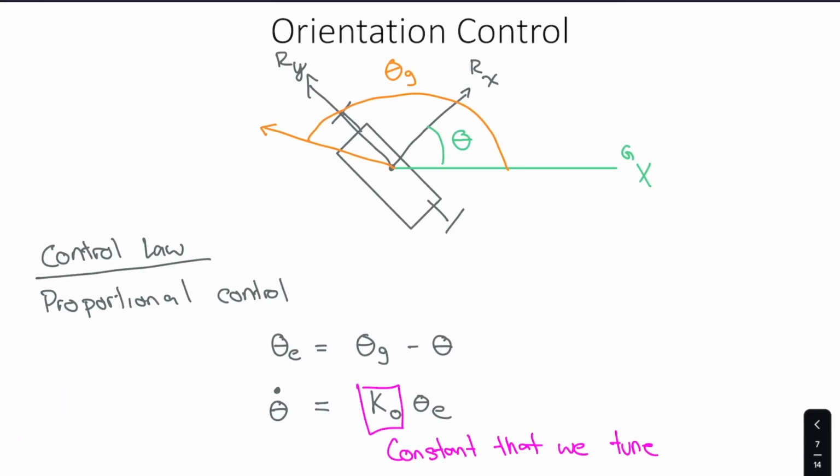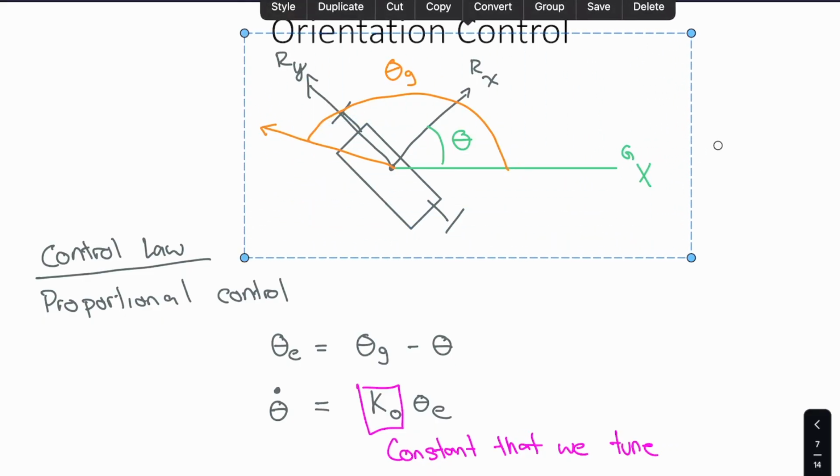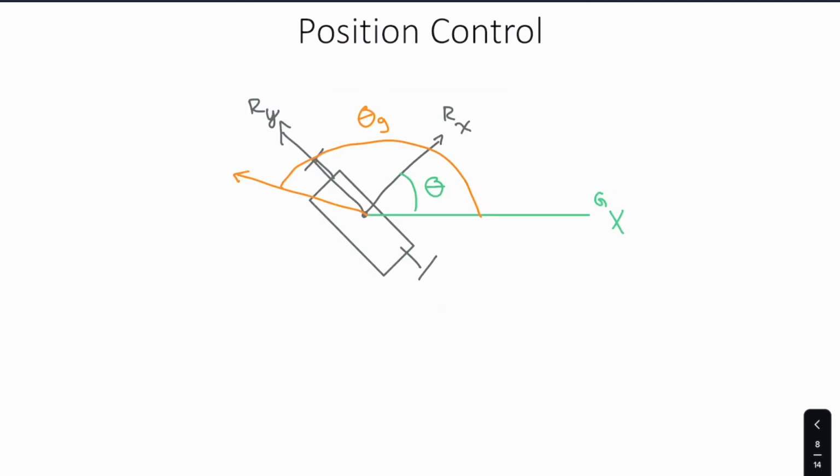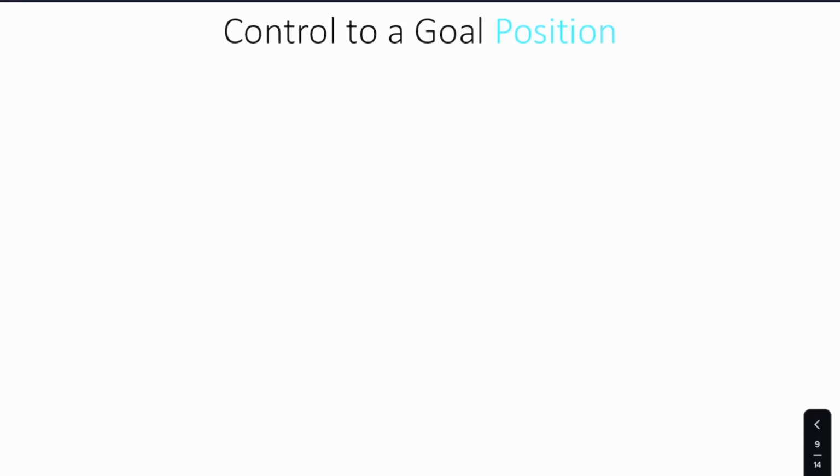We'll now look at position control. And so I'll start by just stealing some of the diagram from the previous slide, and erasing the parts we won't need. Now all we care about is our position in the global coordinate frame.